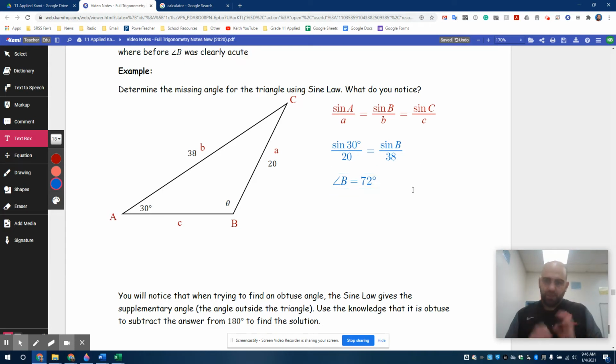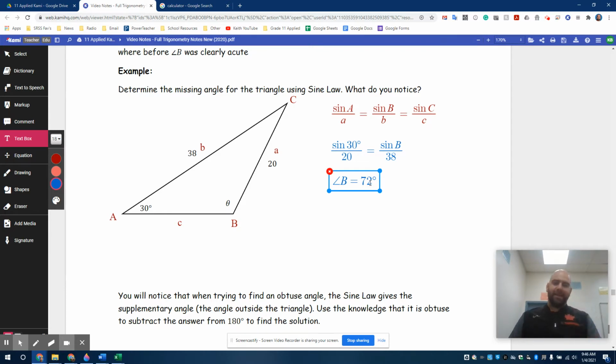Something that you should notice right off the bat, and I realize that we often tell you don't look at the diagram because it's not necessarily going to be accurate. Well, diagrams will at least have somewhat accuracy to it. You're not going to have a huge angle like this, which is definitely obtuse. It's definitely more than 90 degrees. You're not going to have a huge one like this and then get an answer of 72. Okay, it might be really close.